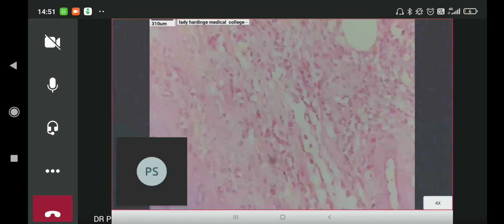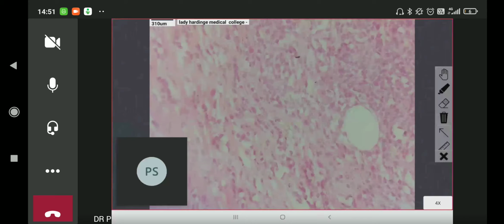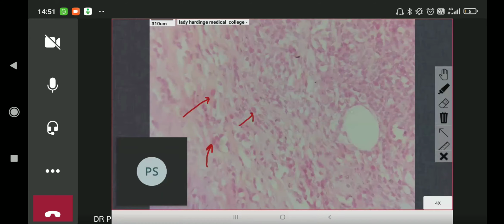Okay, now see these cells which have a pinkish cytoplasm. These are all neutrophils. Okay, if you see, these are all neutrophils. From your presentation, I am unable to show the nucleus, but these all single cells, these are all neutrophils.